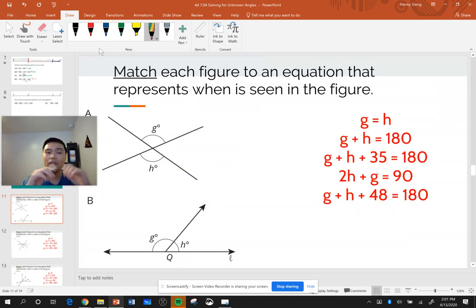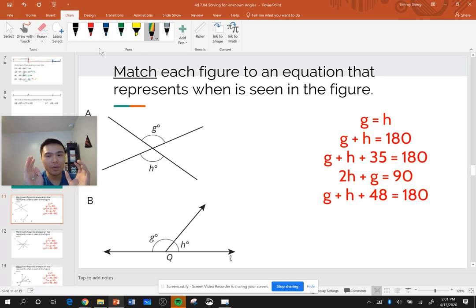Remember last time we learned vertical angles as well. We're going to apply that too, okay? So here I have A, and I have B right down there. I need to match those two problems with one of those equations, okay?